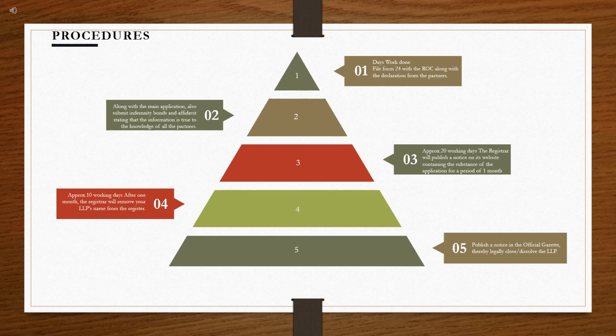Approximately 10 working days after 1 month, the registrar will remove your LLP's name from the register and publish a notice in the official gazette, thereby legally dissolving the LLP.